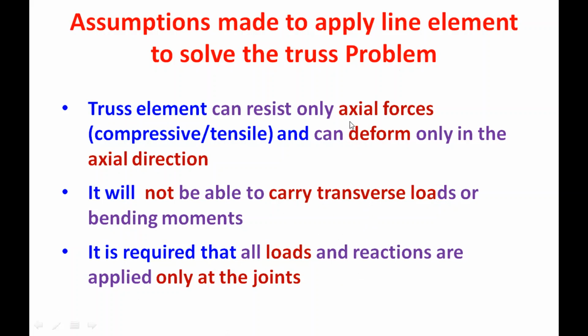First assumption, the force as well as deflection both happen only along the axial direction, and a truss member will not carry any transverse load or bending moment. Third point is the loads will be applied only at the joints. Based on these assumptions, we can apply the line element to solve the truss problem. Let us see how to use this line element to solve a truss problem.